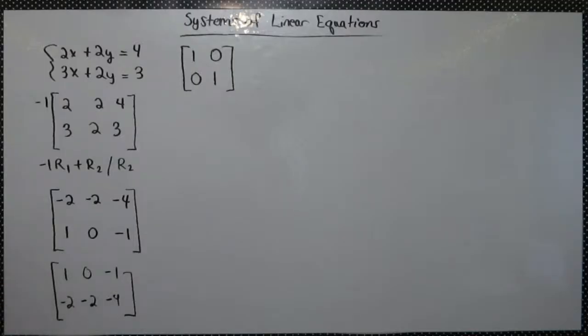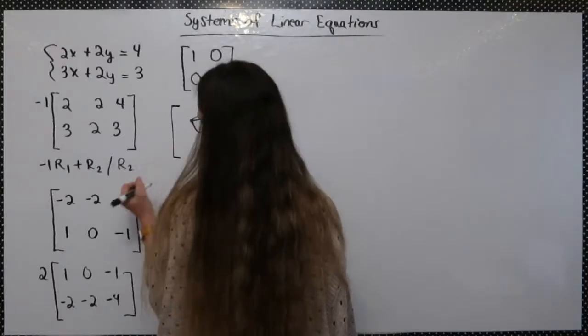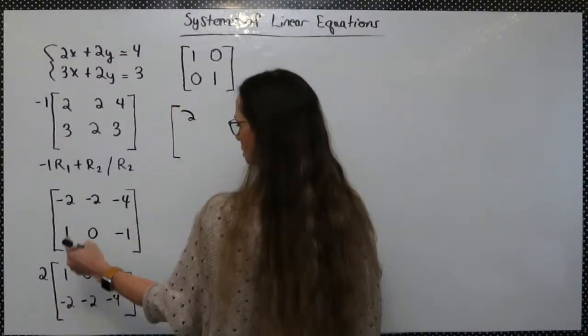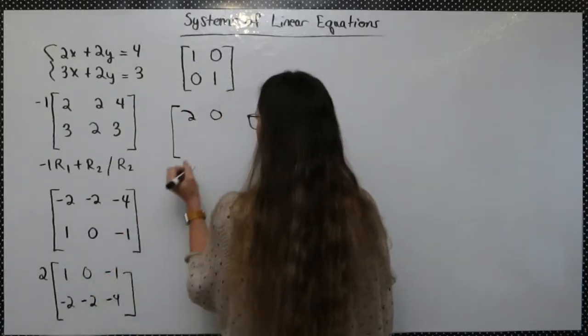I could do that. Yeah, let's do that. Let's multiply it, so just see what happens. And we'll add it to row 2 in a second. So we've got 2 times 1 is 2. 2 times 0 is 0. 2 times -1 is -2.